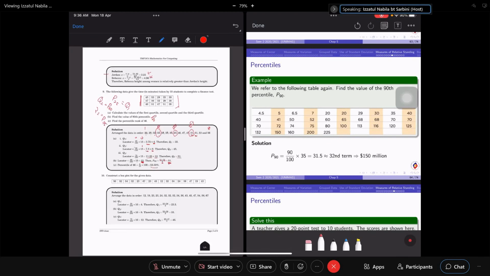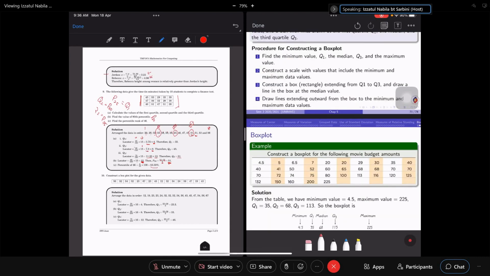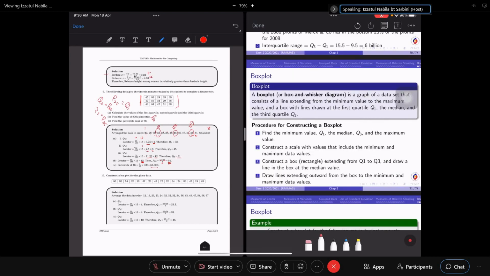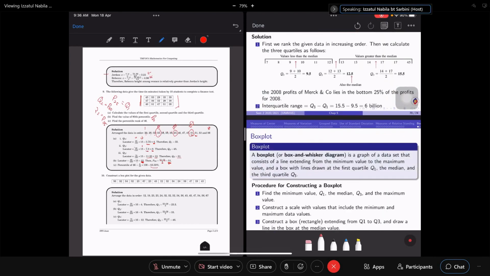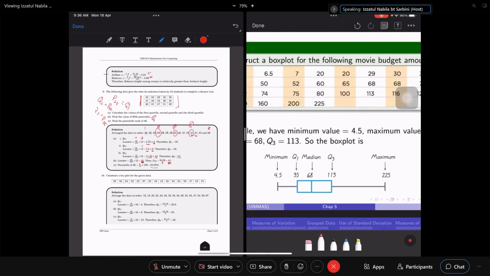So now construct a box plot for the given data. We want to construct a box plot. Before that, you should know what a box plot looks like. Let me show you. Okay, this is a box plot.